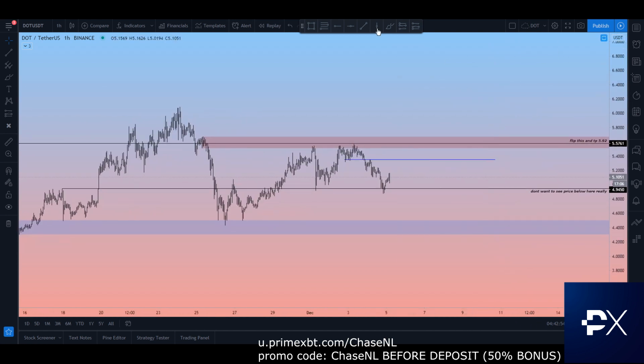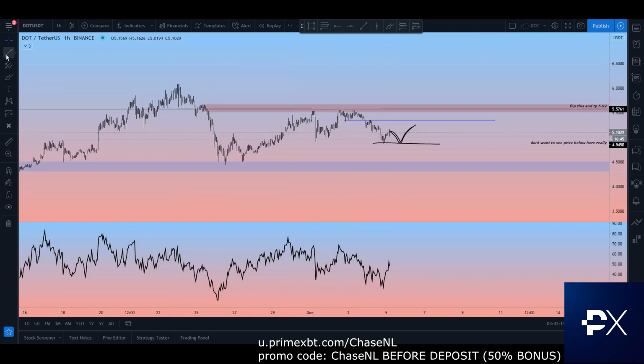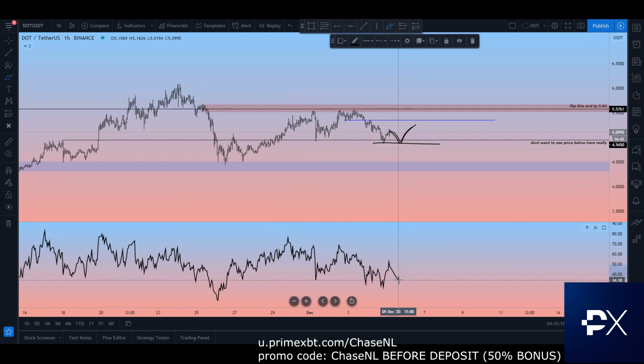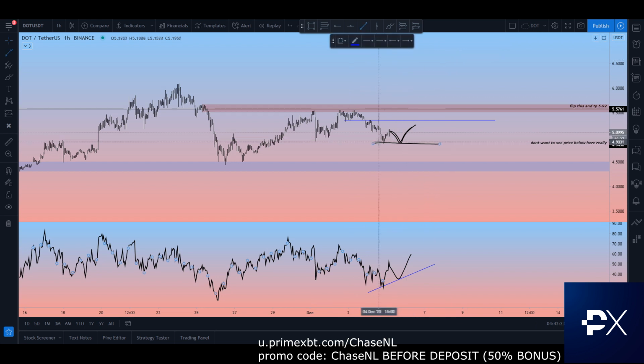Okay, so DOT is pretty simple. Like I said, I think this was sort of an overextension. I would watch to see what price does down here, right? If price comes back down and tests again, I would look for something like a bullish divergence, okay? So say it comes down, it puts in an equal low, but we pull up our RSI, right? And it's making a higher low. At that point, we would have a bullish divergence.